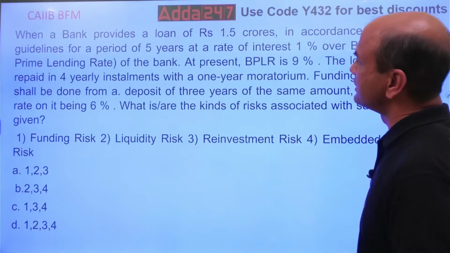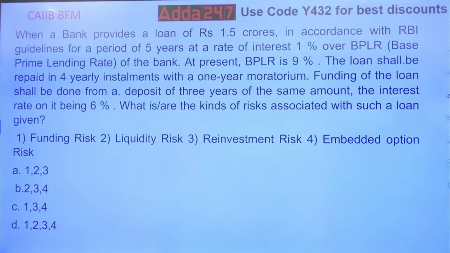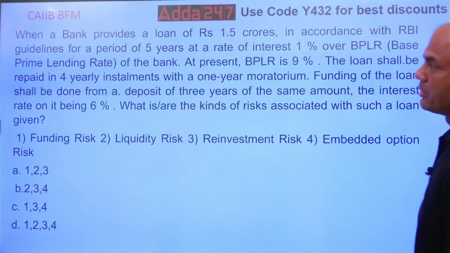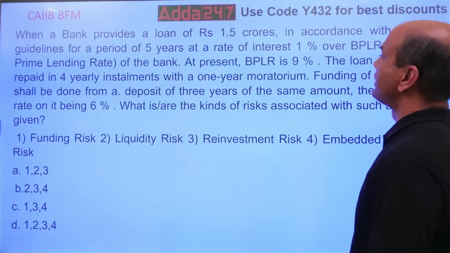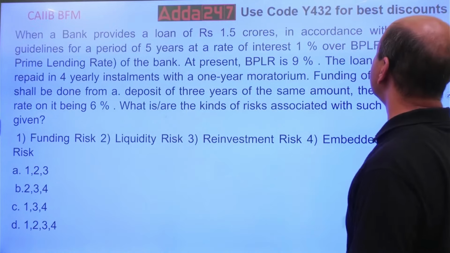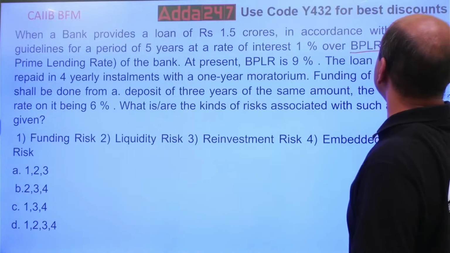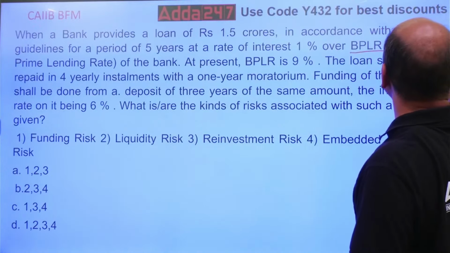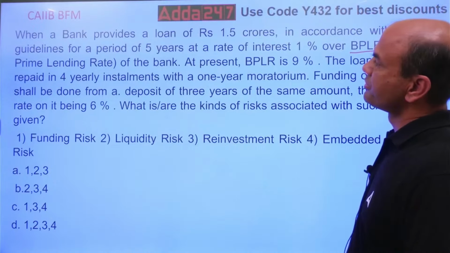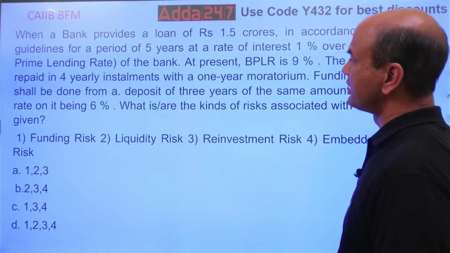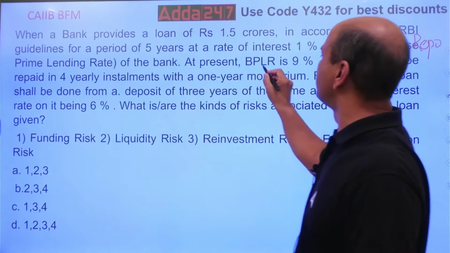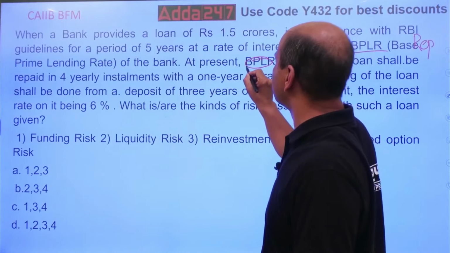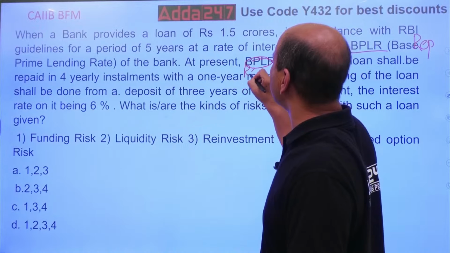When the bank provides a loan of 1.5 CR in accordance with the RBI guidelines for a period of 5 years at a rate of interest of 1% over the BPLR. Now BPLR is gone. Let's say repo. Okay, over the repo of the bank. At present, the repo is now BPLR. Take this BPLR as repo or take it MCLR also.